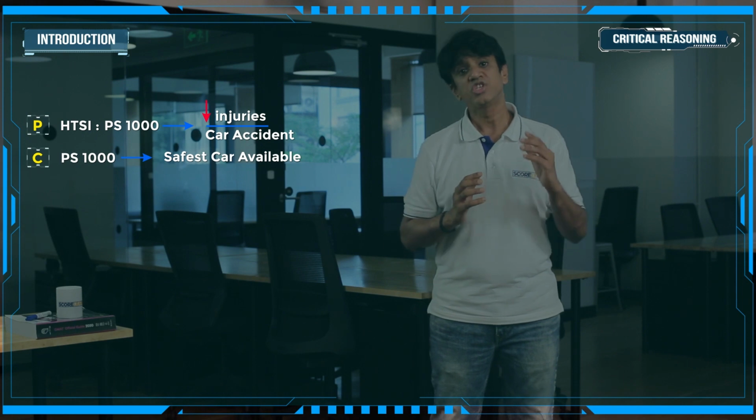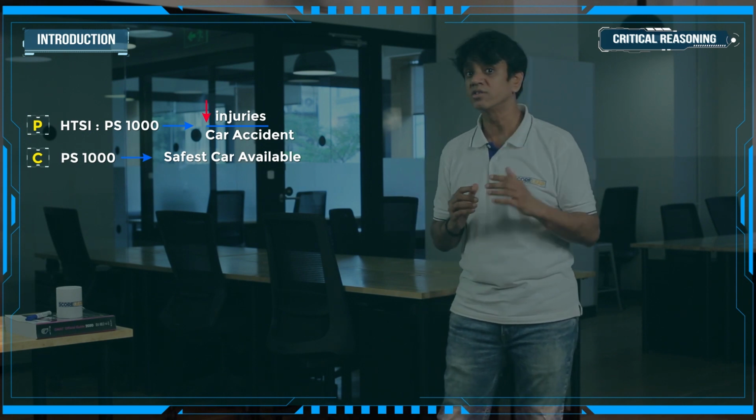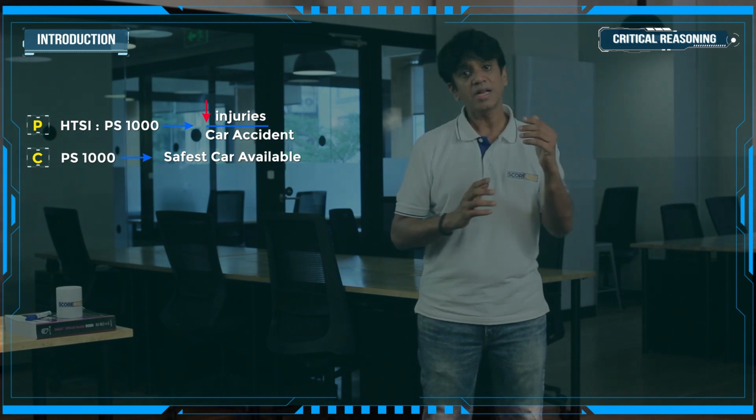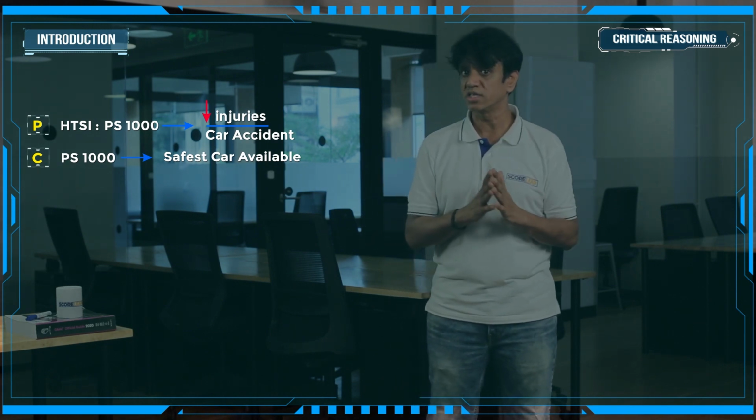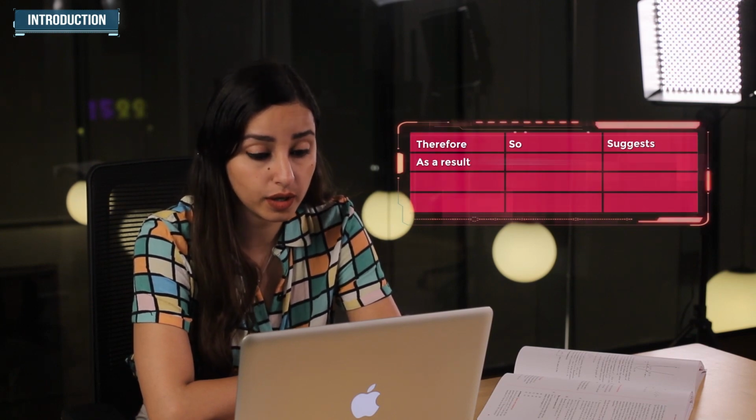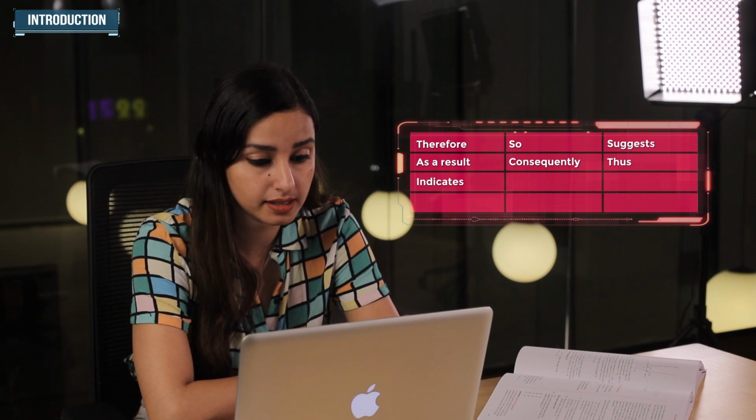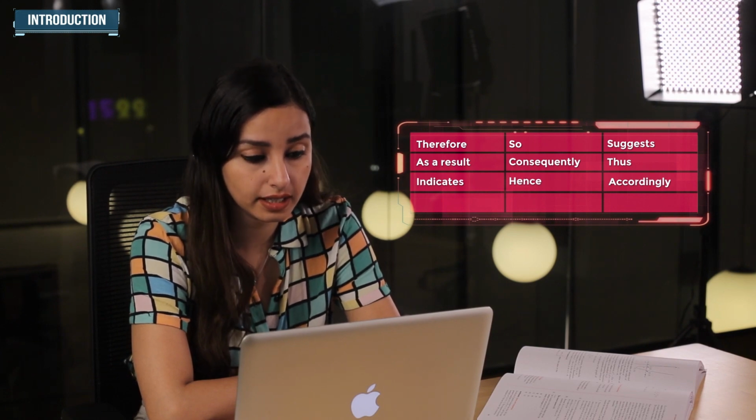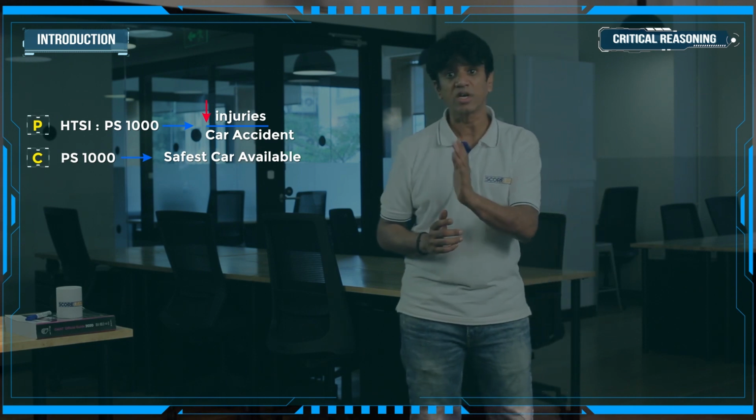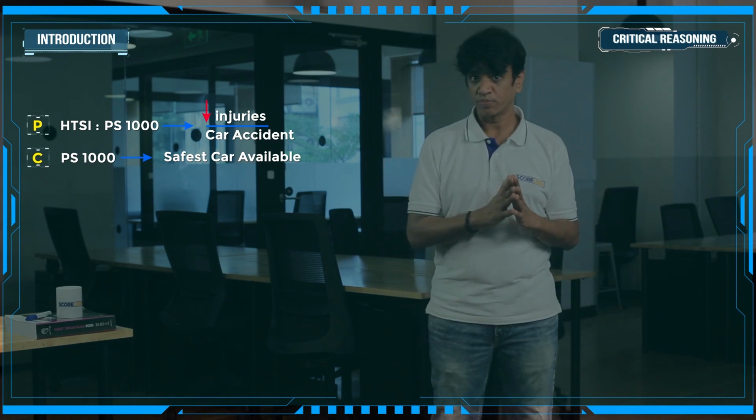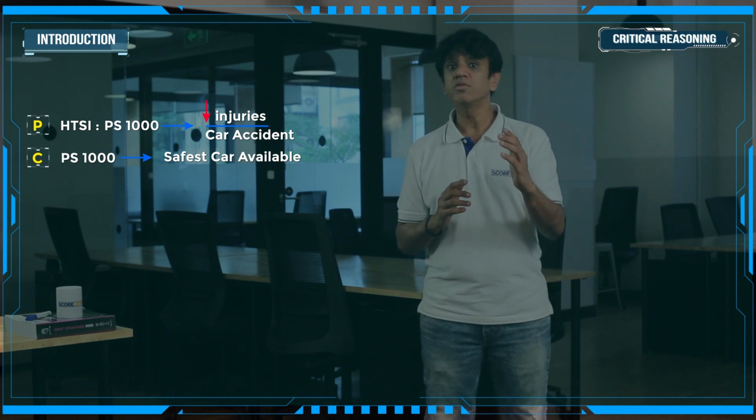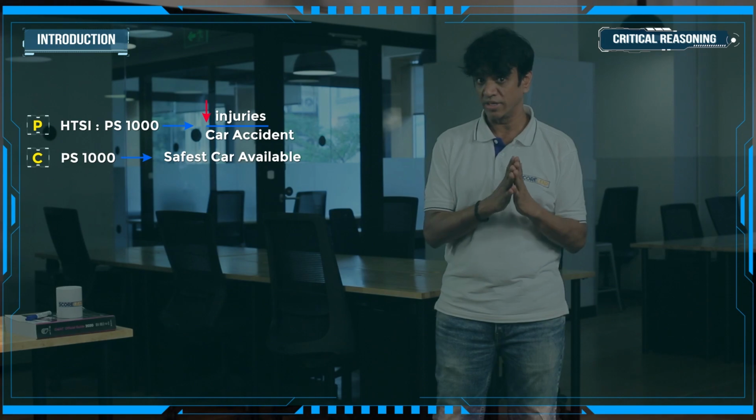But sometimes GMAT helps us to identify the conclusion correctly by placing certain trigger words in the argument. Let us see what those trigger words are. Go ahead and read those trigger words in the box. Therefore, so, suggests, as a result, consequently, thus, indicates, hence, accordingly, it follows that. So whatever statement follows these trigger words is nothing but the conclusion. Great.